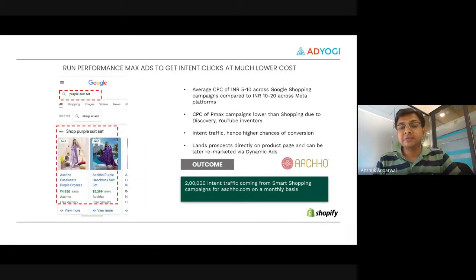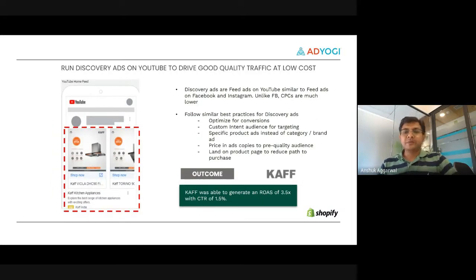The beauty of Performance Max is also these are intent traffic. These are people who are actually searching on google.com. Like in the screenshot, you can see purple sweet set being searched. So by nature, these people are high intent and more likely to convert on the website. And I'll probably just run over this slide.